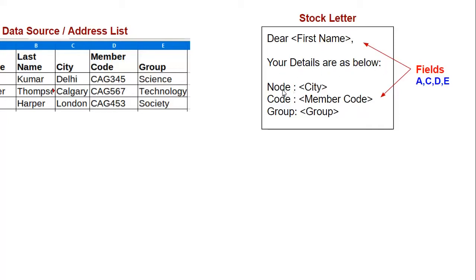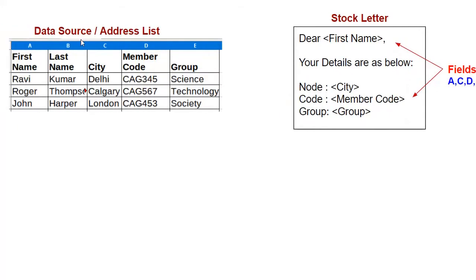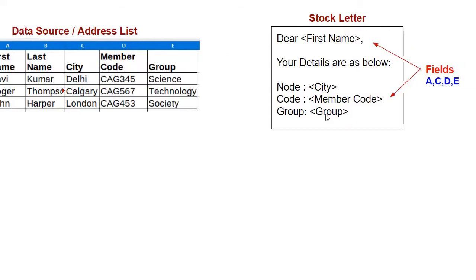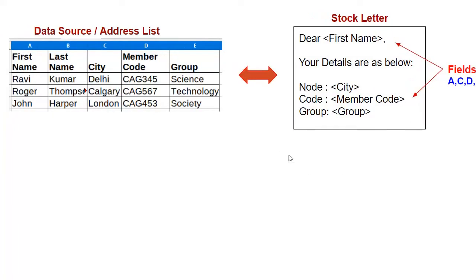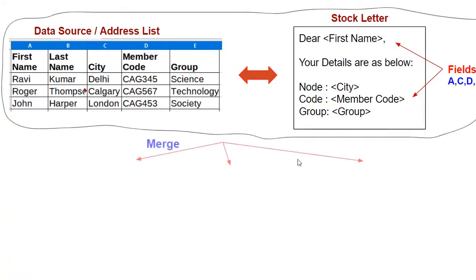So we have used words and then we have used fields, and these fields A, C, D, E are exactly the same as the ones that we have used here, A, C, D, E. So we are just simply replacing, and what we are hoping to do is that if we could connect this letter with this sheet, we could actually then send out individual letters without actually having to write them individually.